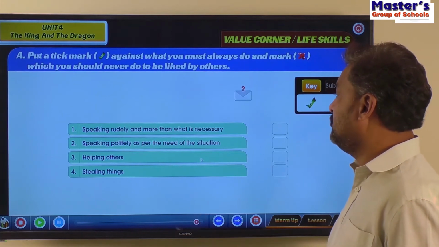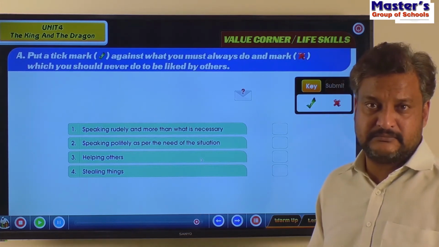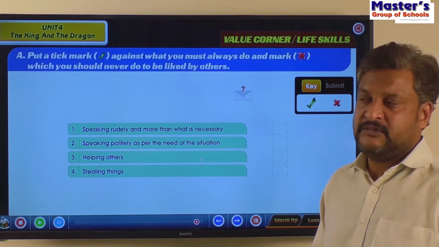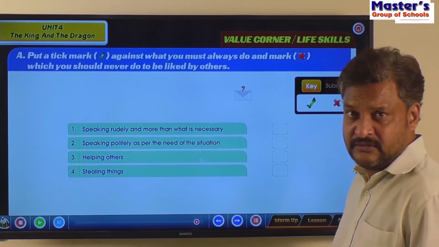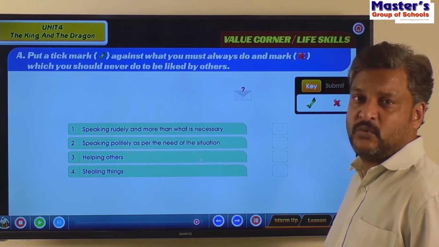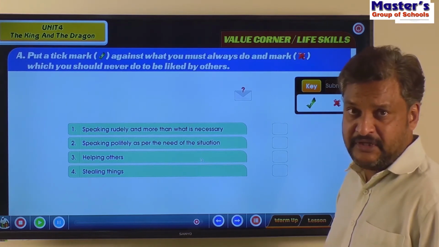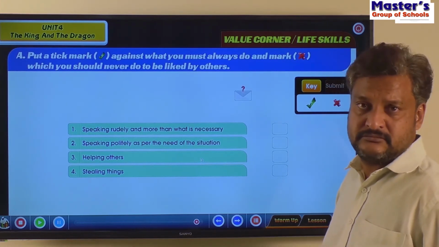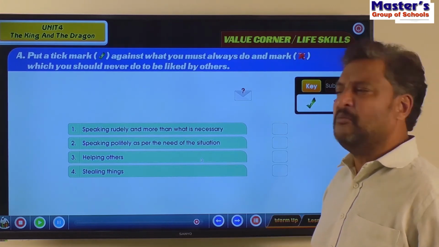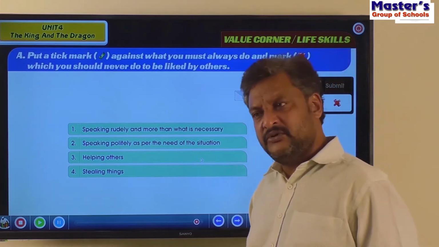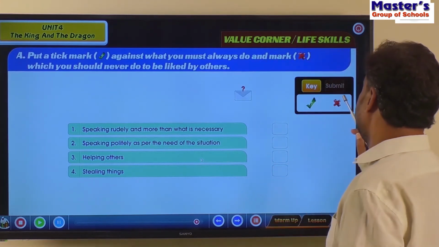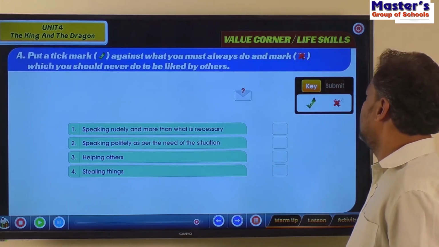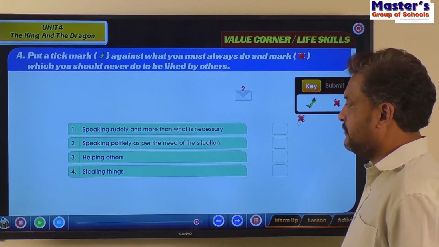Speaking rudely and more than what is necessary. If you do like that, will others love you? Will others like you? You won't respect anybody. You won't listen to anybody, but you'll be shouting. And you'll be talking more, even more than what is required. If you do that, will people love you, like you? No. So what should we do? We will draw a cross mark there.